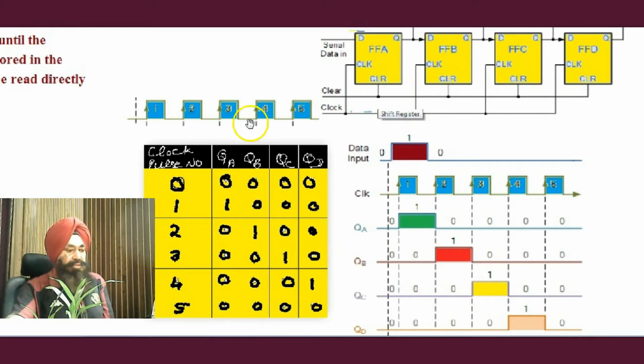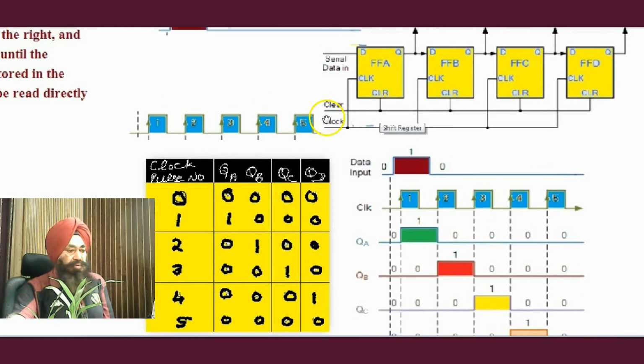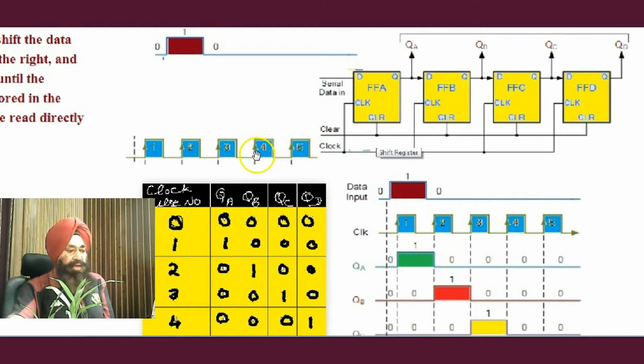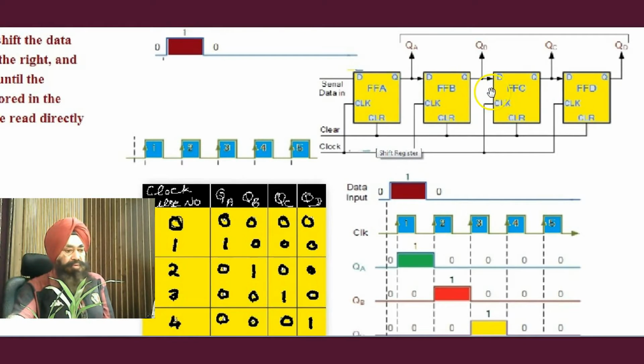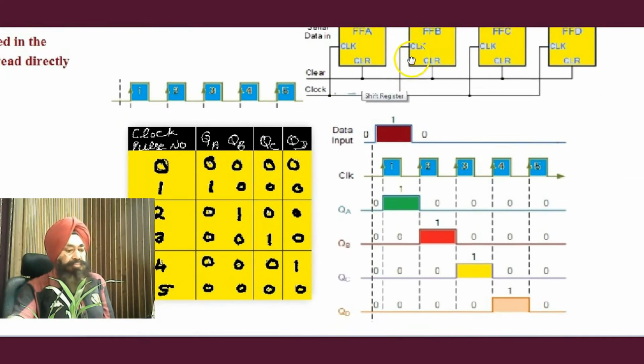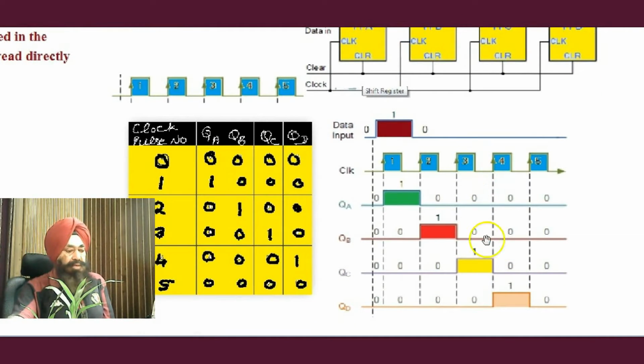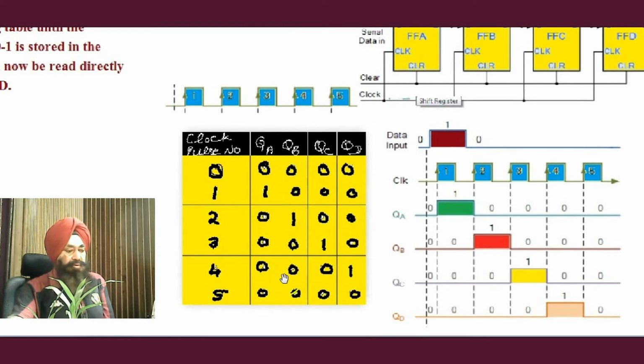Now similarly, when the fourth rising edge of the clock enters, what will happen? So already one was here, it will be shifted to D. 0 will be shifted to here. This 0 will be shifted to here. This 0 will be shifted to here. Now only the QD will be high, all others are 0. QD is equal to high, all others are 0.